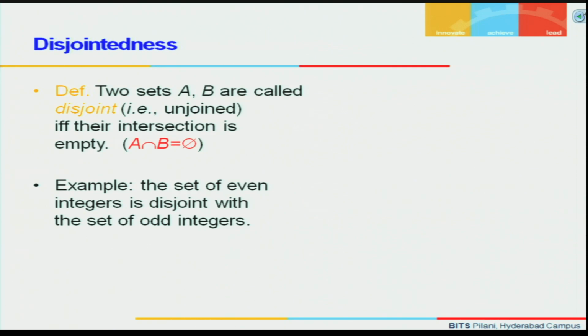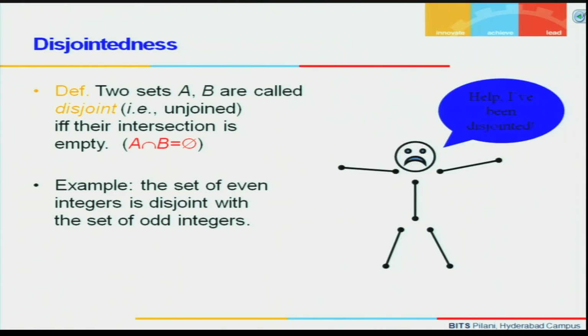And disjointedness, we say two sets are disjoint if their intersection is empty, they do not have any element in common. For example, like this, this guy has been disjointed, his hands are disjointed from his head and all his organs have been disjointed from each other. So, we will say this guy is disjointed.